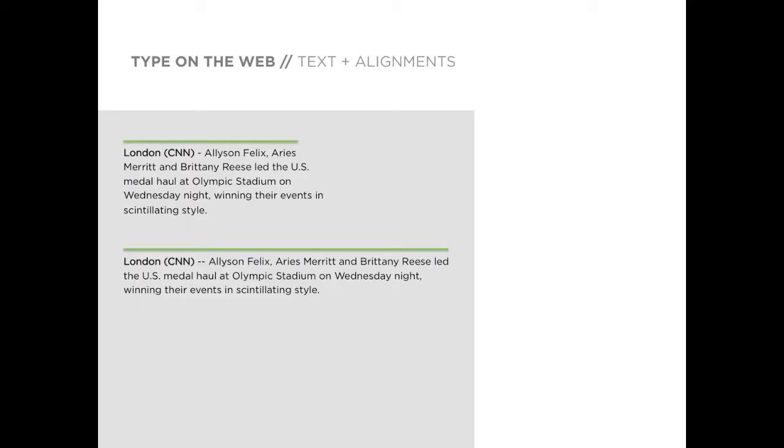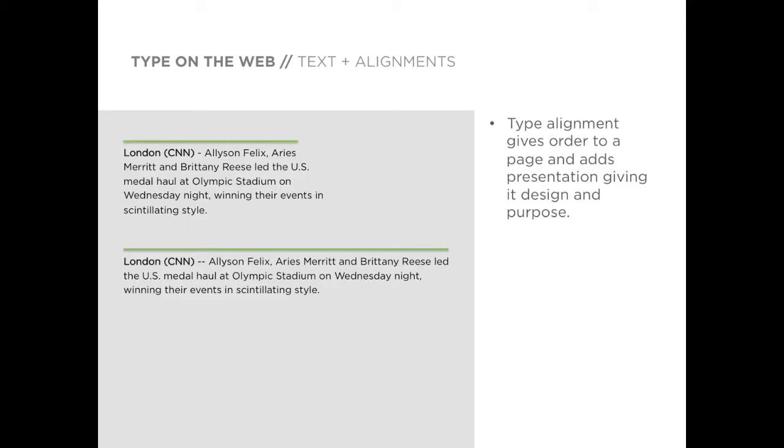Text and alignments, still under type on the web. We have two examples here. Type alignment gives order to a page and adds presentation, giving it design and purpose. The two examples that you see are aligned on the left side.